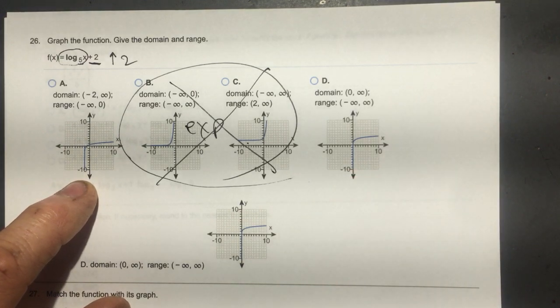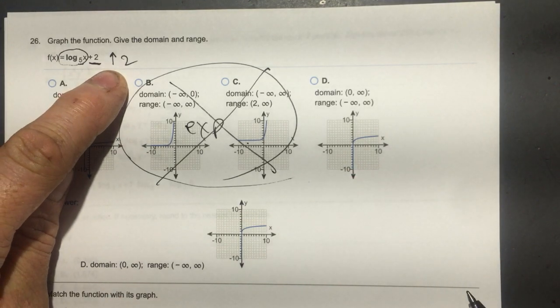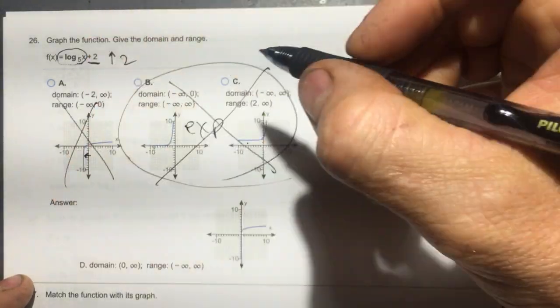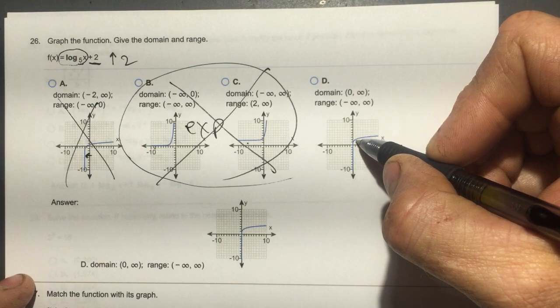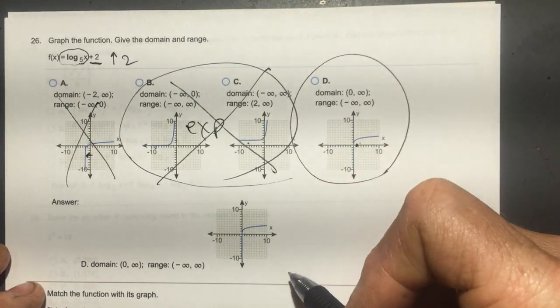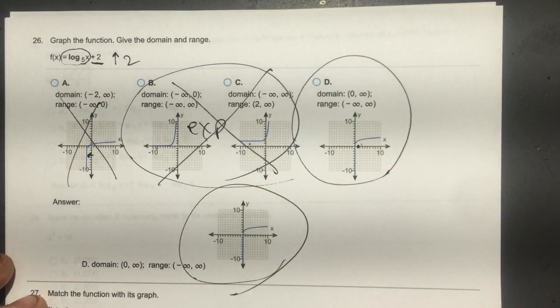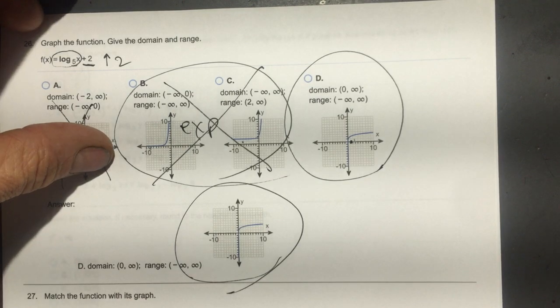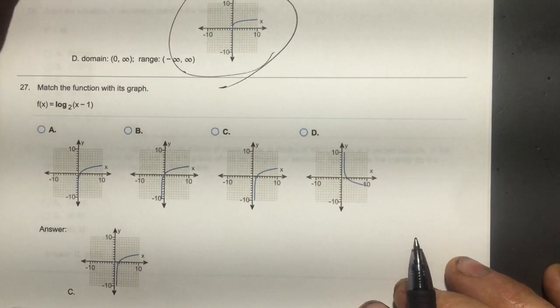Now, which one is it? Well, I want the one that's going up 2. Well, this one looks like it's going back 2. This one looks like it's going up because, see, this point is usually here, so it looks like it's going up 2. So the answer should be D. Okay. Yeah, here's another one. There's a bunch of these.